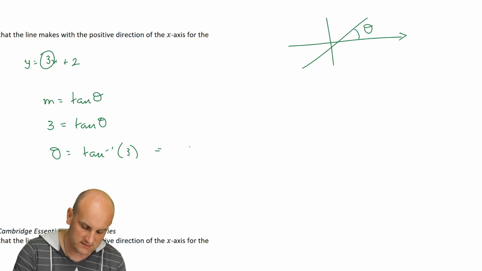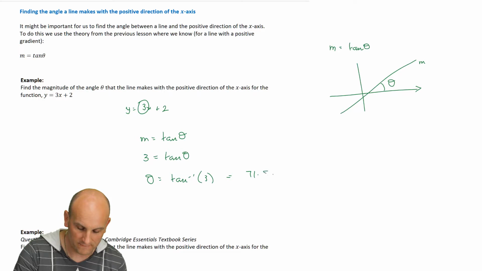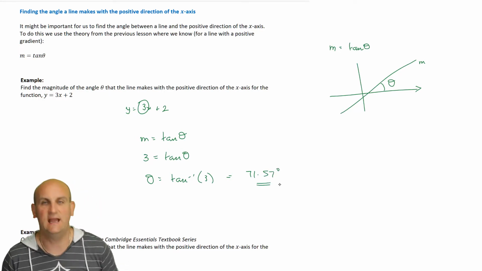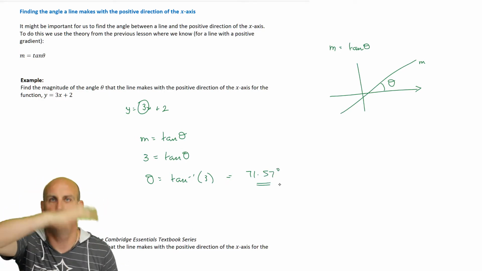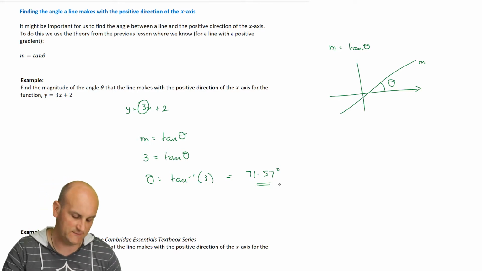71.57 degrees is the angle that that line will make with a positive direction of the x-axis, easy peasy lemon squeezy.